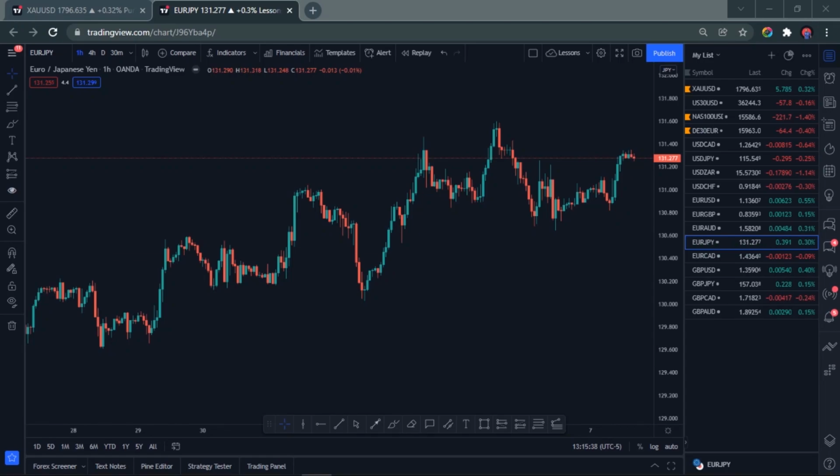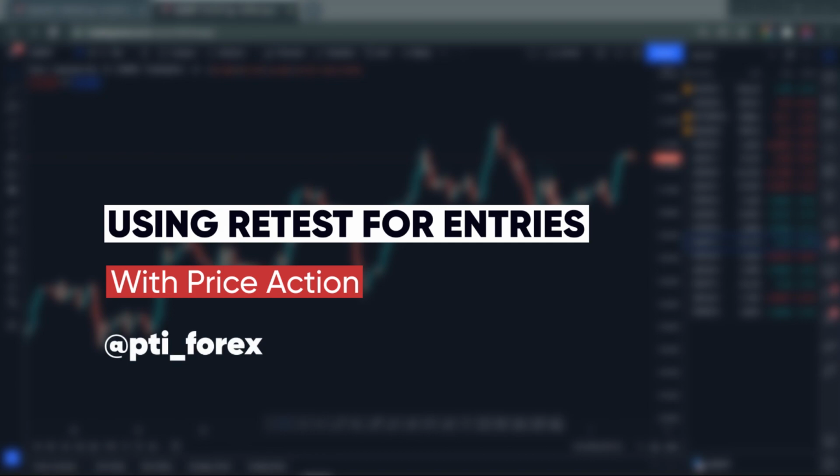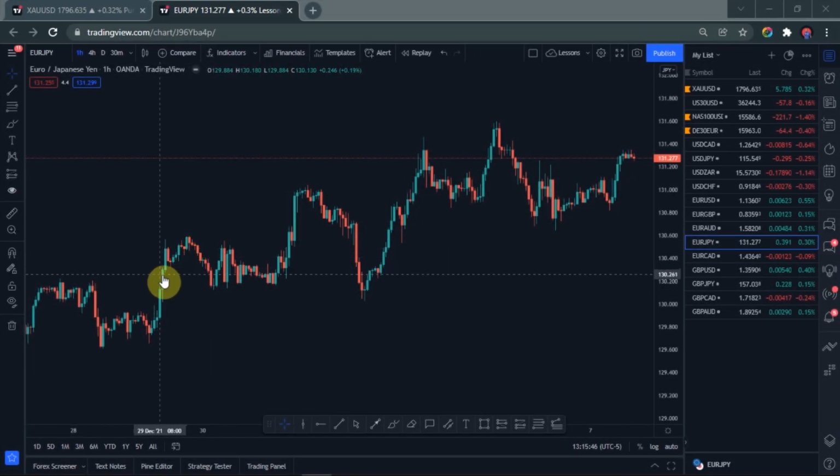So today we are going to be speaking about retest. This is a price movement which usually happens in a range or in a trend. Basically, it happens wherever there is a breakout.